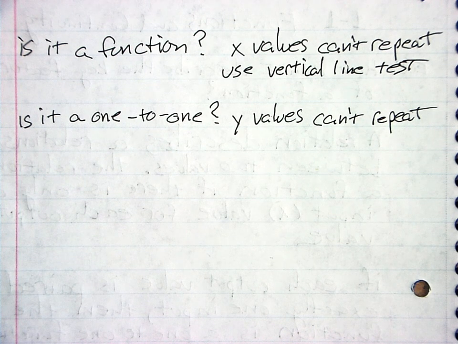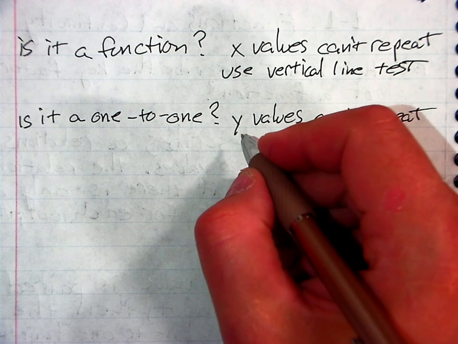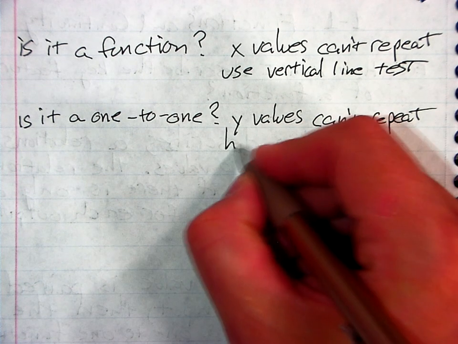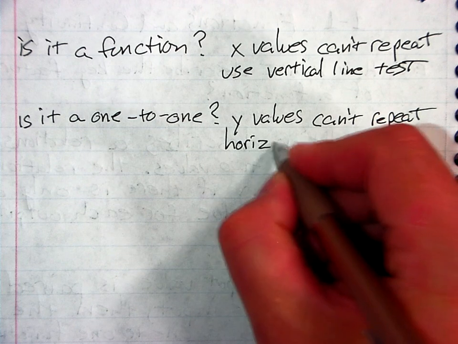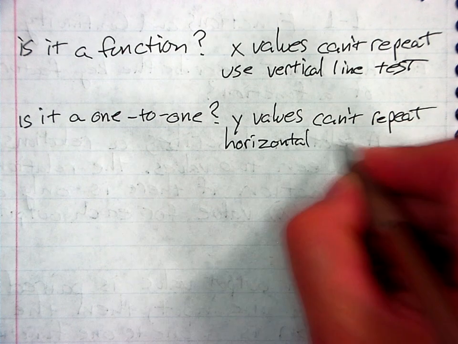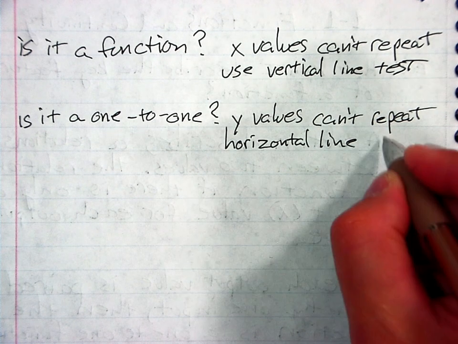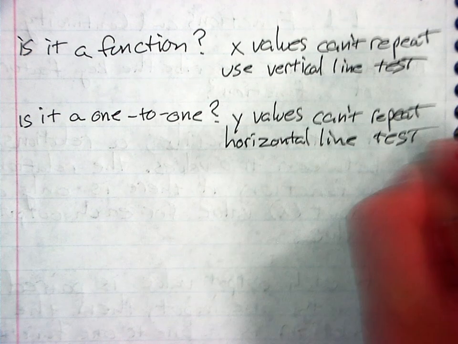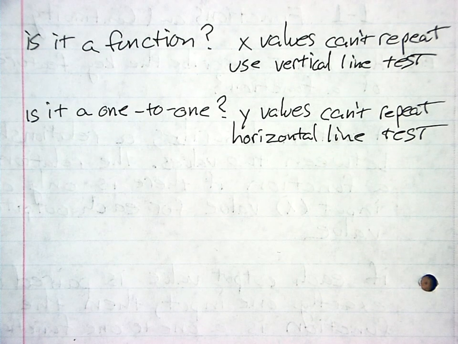And Elise, I'm just going to call on you because you're one of the few people's names that I actually know in here. That's not a soccer player. Instead of using the vertical line test, we're going to use the what line test? Good job. See, and you're smart. Horizontal. And I'm going to give you examples of that in a little bit.